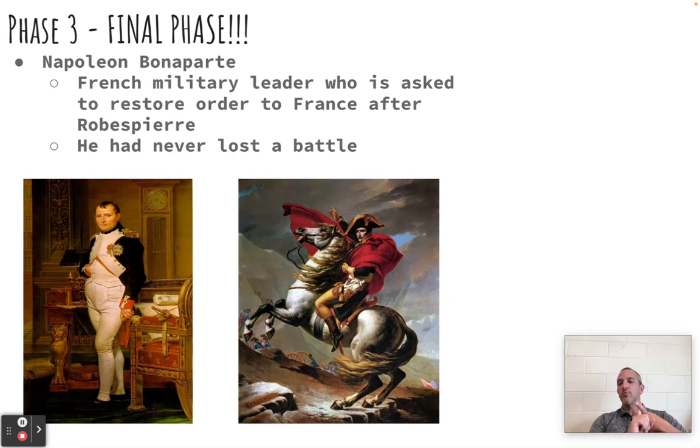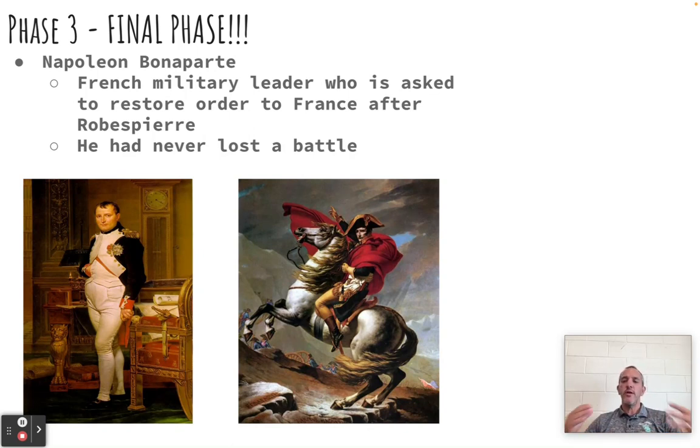So we have the first phase, which is about kind of increased rights, second phase, which was about the radical phase, and then this part, which is Napoleon Bonaparte. He is a French military leader. He's actually not from France. He's from a little island in the Mediterranean off of Italy called Corsica, but that's neither here nor there. He's a French military leader.